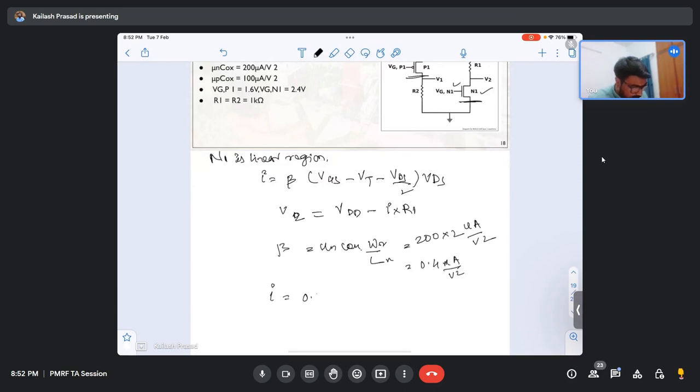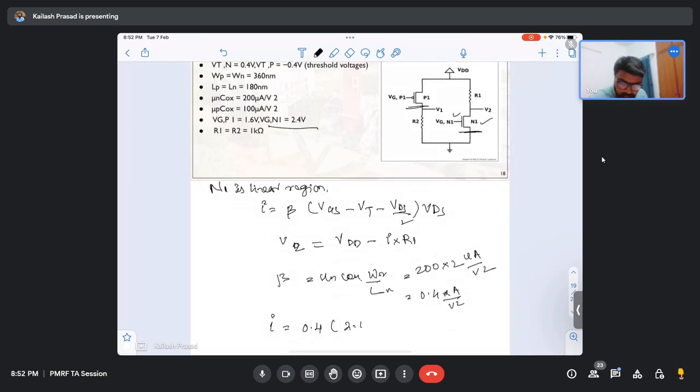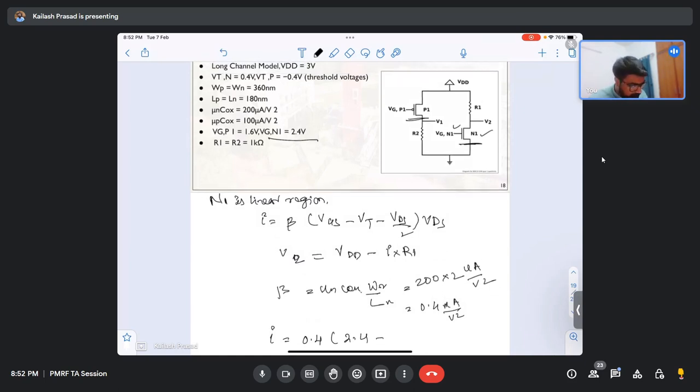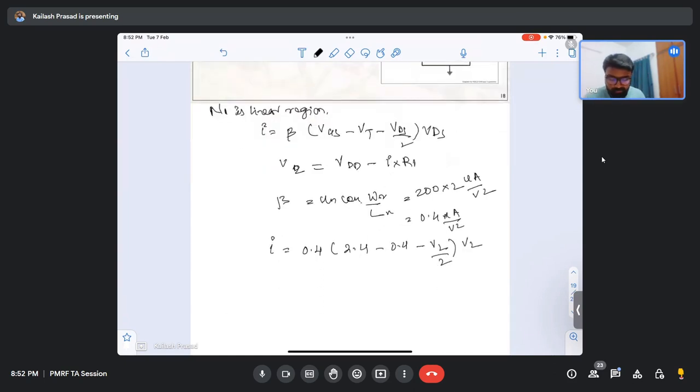So current will be 0.4 into, what is VGS? VGS is given for N1 as 2.4, VS is 0, so VGS is 2.4, then minus VT. So VT is how much? It is 0.4, you can see VT is given as 0.4. Then VGS minus VT minus VDS by 2, right? VDS is V2 only, into V2. So this is the other equation I get. So this will be 0.4 into (2 minus V2 by 2) into V2.